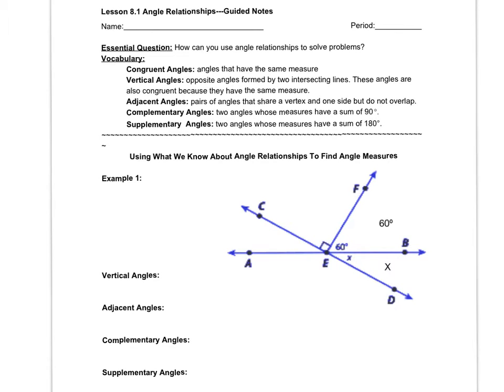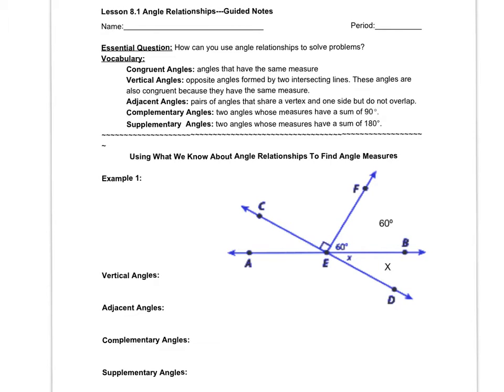Lesson 8.1, Angle Relationships. Our essential question for today's video is how can you use angle relationships to solve problems? We have 5 vocabulary terms: congruent angles, vertical angles, adjacent angles, complementary angles, and supplementary angles. And we're going to use what we know about these angle relationships to find measures.